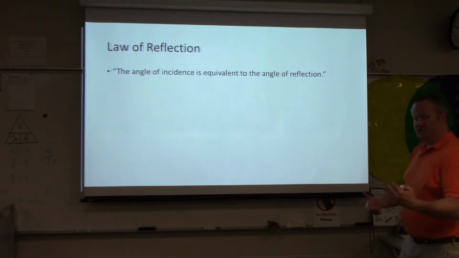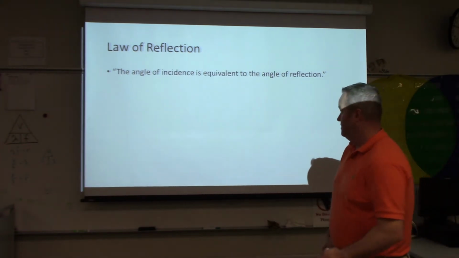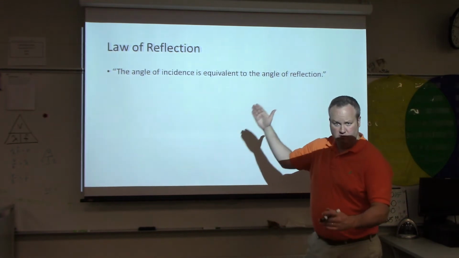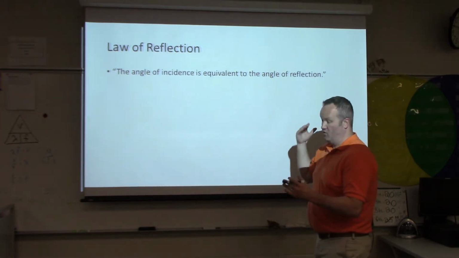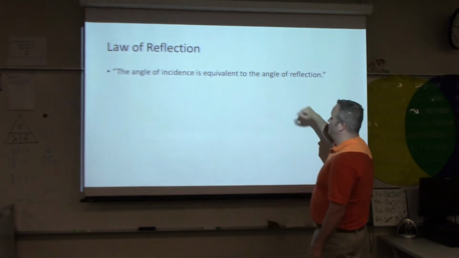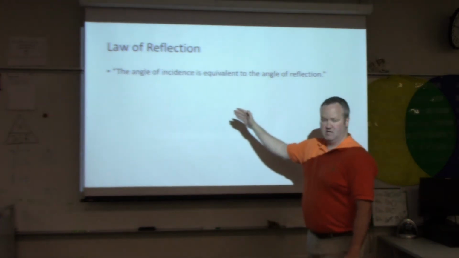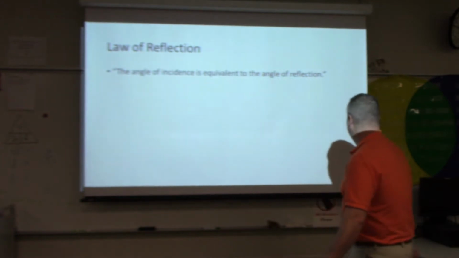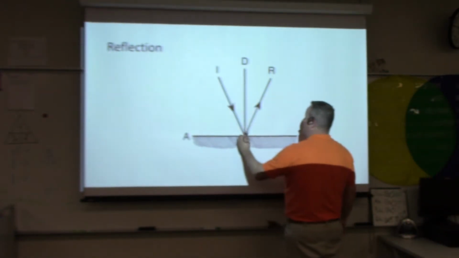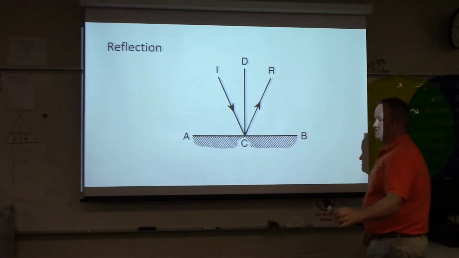So what I just said to you is actually called the law of reflection. The law of reflection states that the angle of incidence, that's where the reflection begins to happen, is equivalent to the angle of reflection. Again, the angle of incidence is equivalent to the angle of reflection. Looking at that diagram again, this angle is equivalent to that angle. That is all that it is saying.